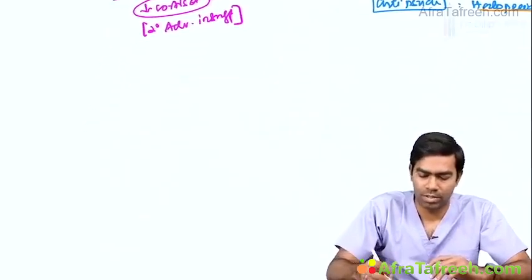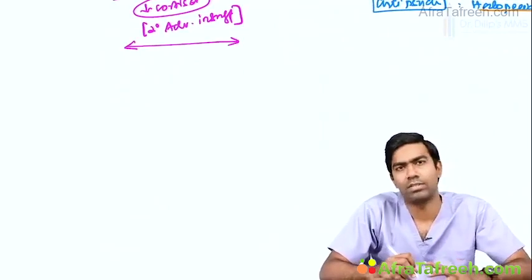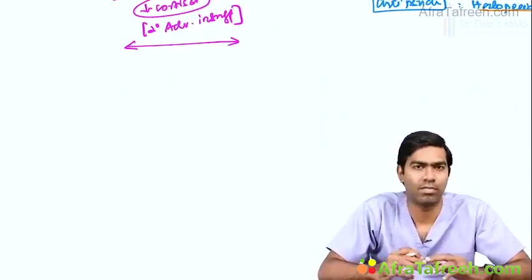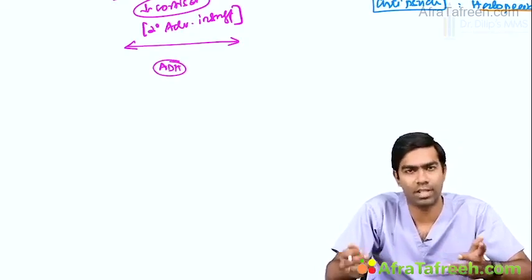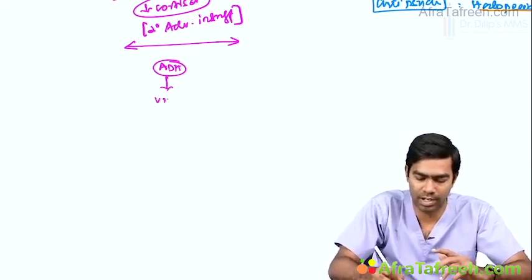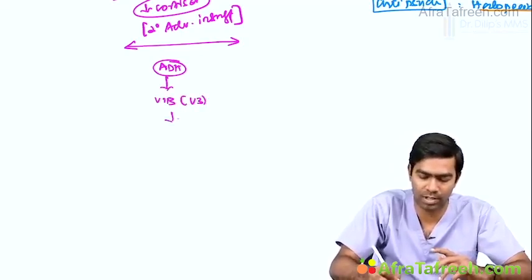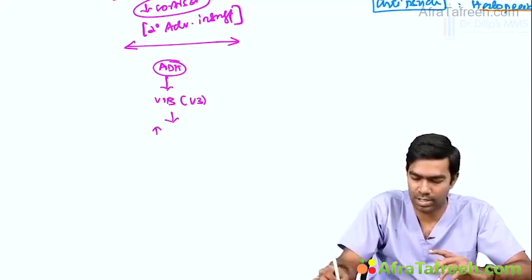So that comes from the understanding of the V3 receptors, the mechanism of action of ADH. Whenever ADH is there, you know there are V1, V2, V3 receptors. V3 is otherwise called V1B receptors. So we can write, ADH can act on V1B or V3 receptors, and they are going to induce ACTH release.